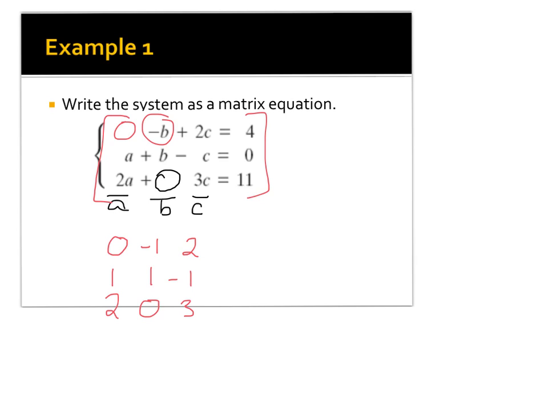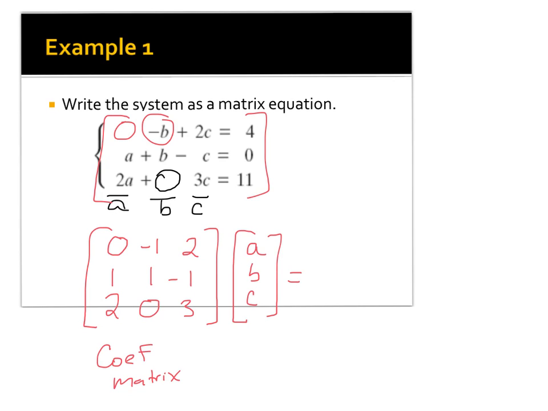And so my matrix equation, so this is my coefficient matrix. Okay? Then if I multiply this by A, B, and C, that's going to equal my solutions, which are 4, 0, and 11. So these are my solutions, and then these are my variables.